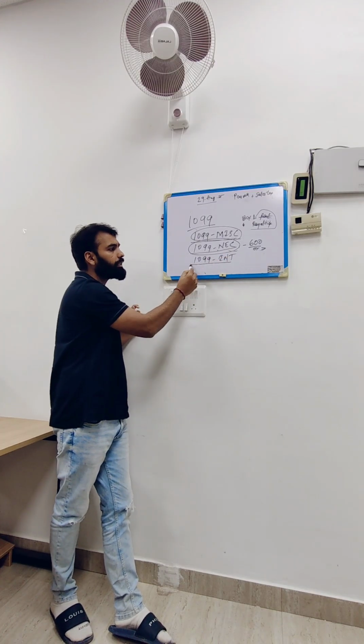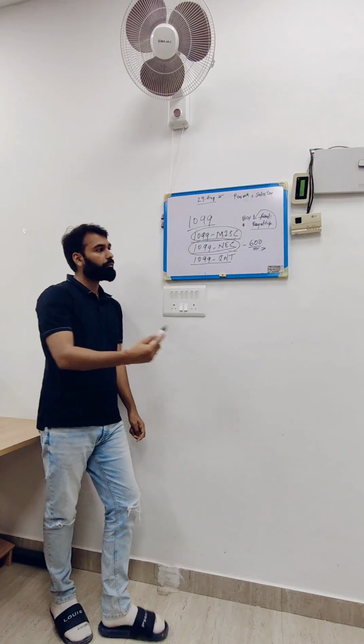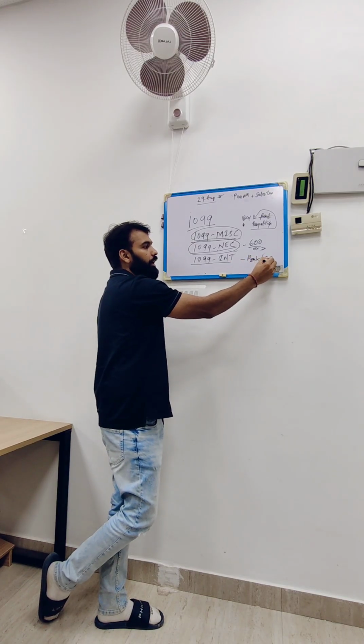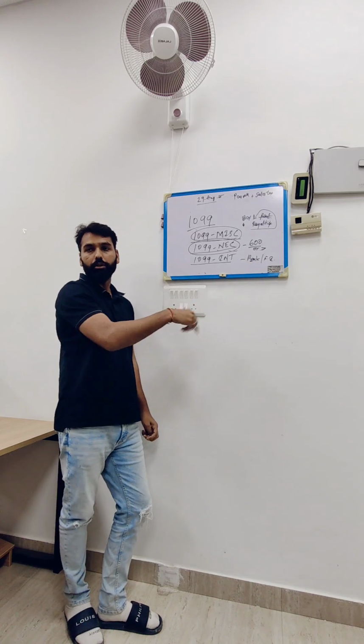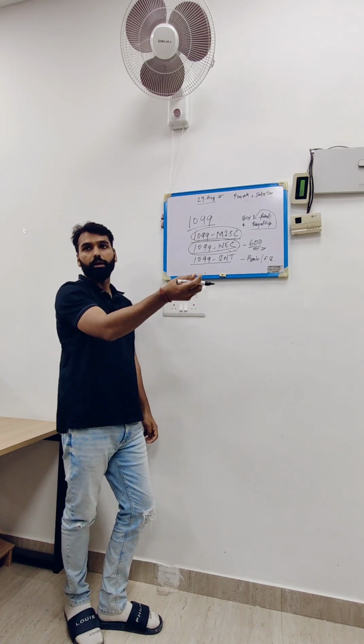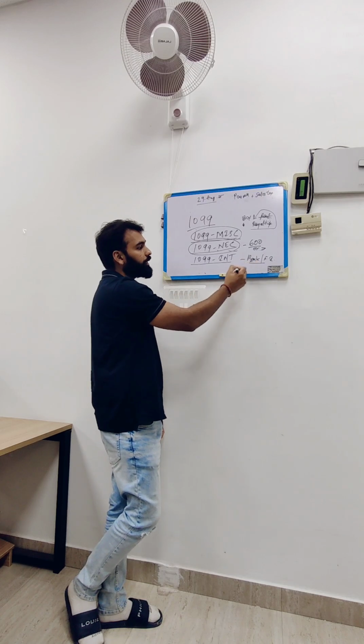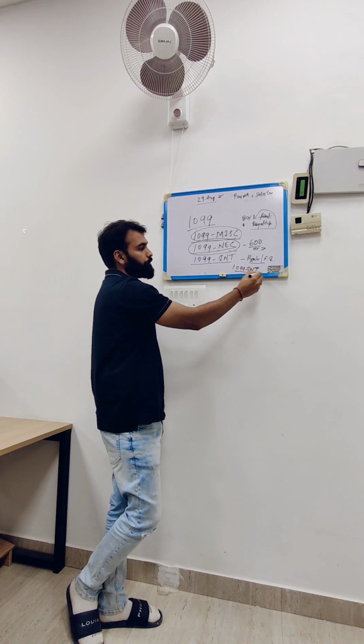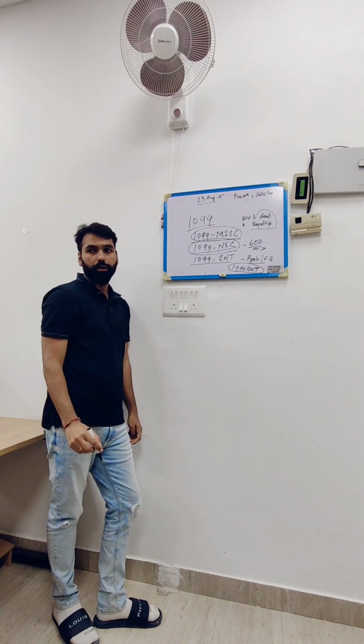The 1099 interest: if you have taken a loan from a bank or any financial institution, and you are paying interest to them, it will be income for them. So they will be filing a 1099 INT for you. Okay, so that will be for the interest part.